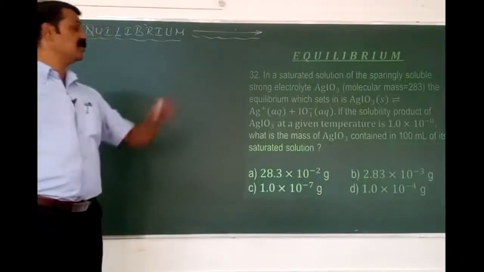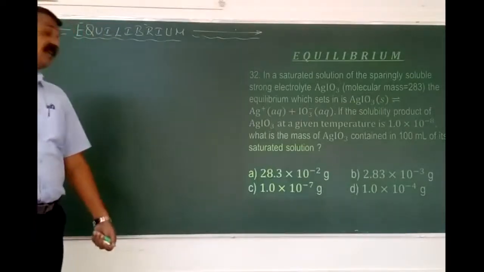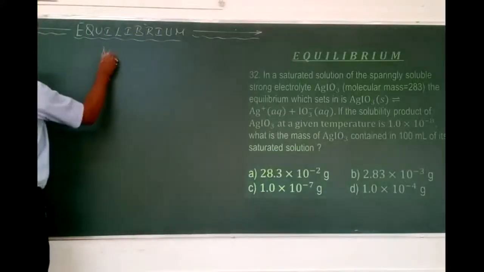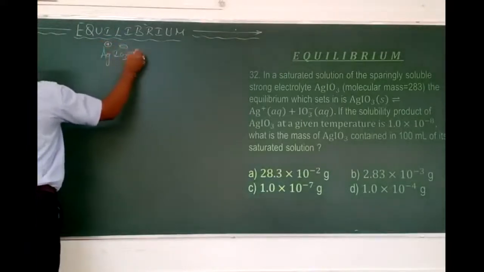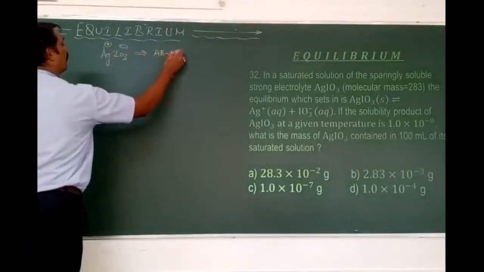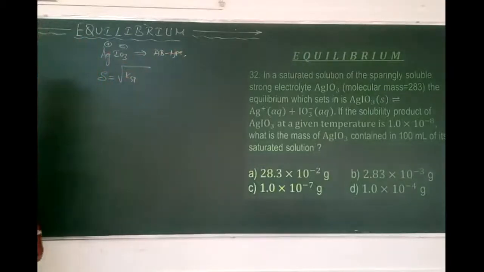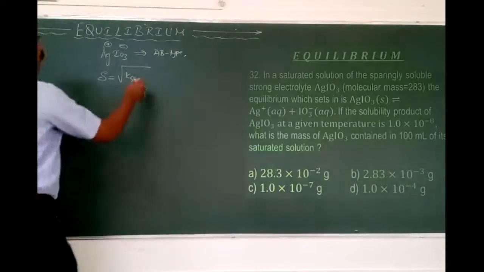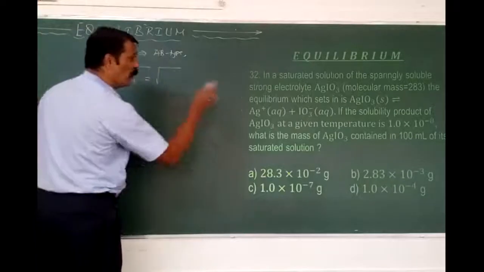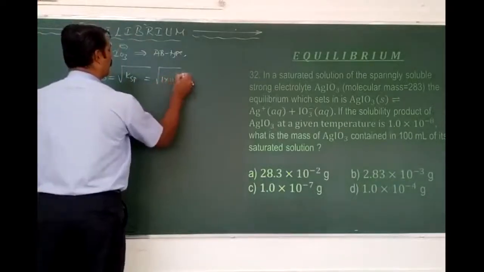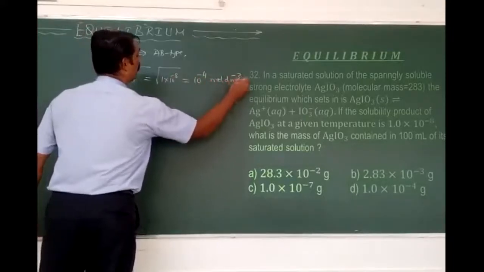then what is the mass of silver iodate contained in 100 cm cube of that particular saturated solution? So here AgIO3, this is plus and this is minus. Therefore, this is of the AB type. AB type means S is equal to root of KSP. That is equal to root of 1 into 10 to the power of minus 8, which is 10 to the power of minus 4 mole per dm cube.